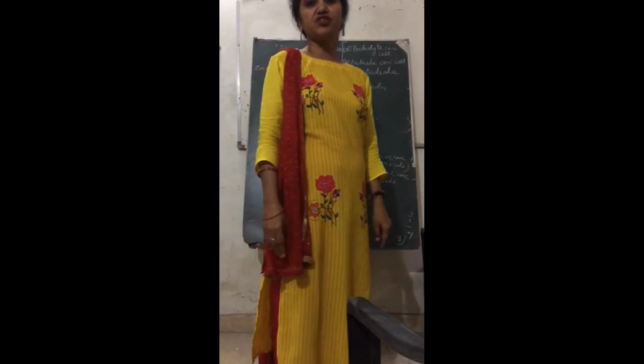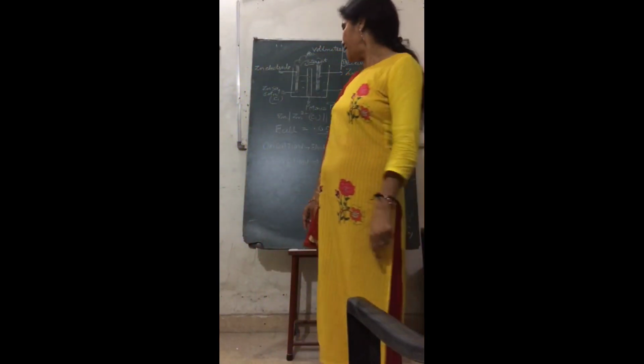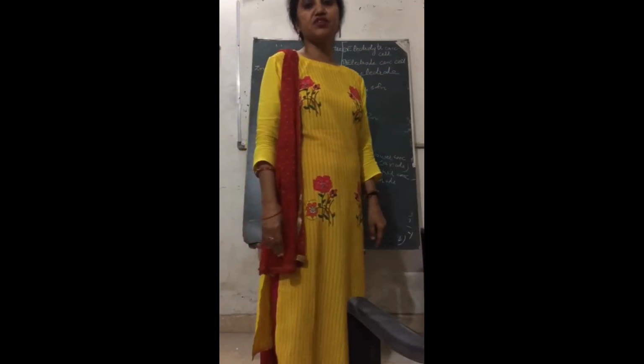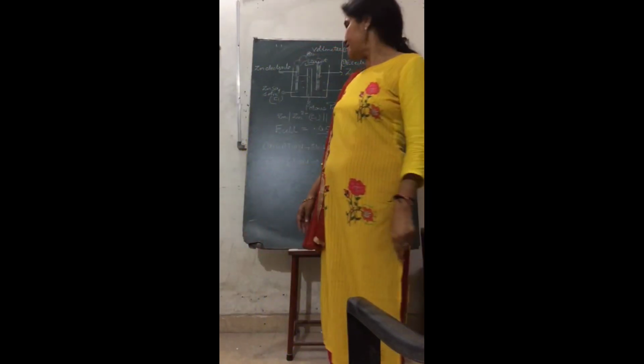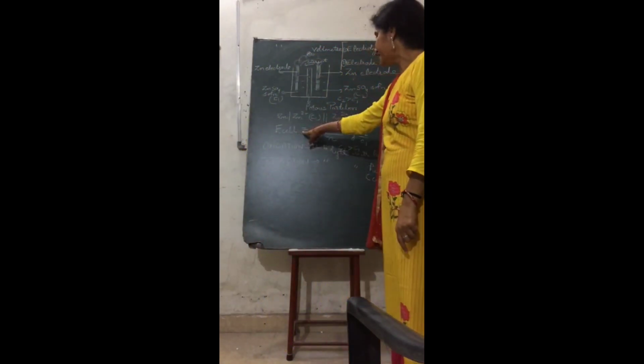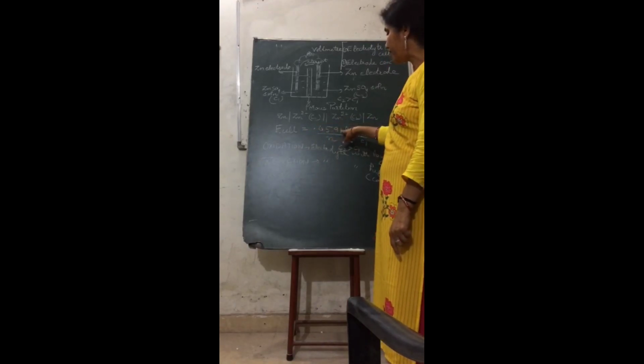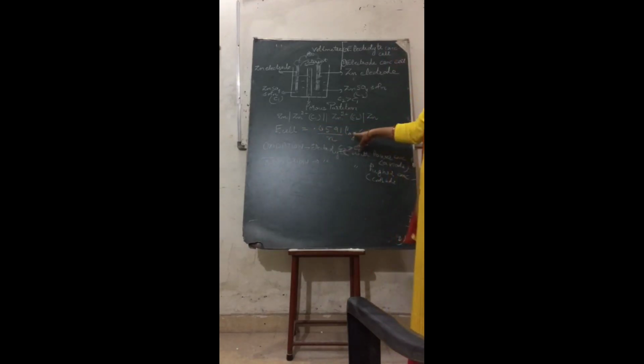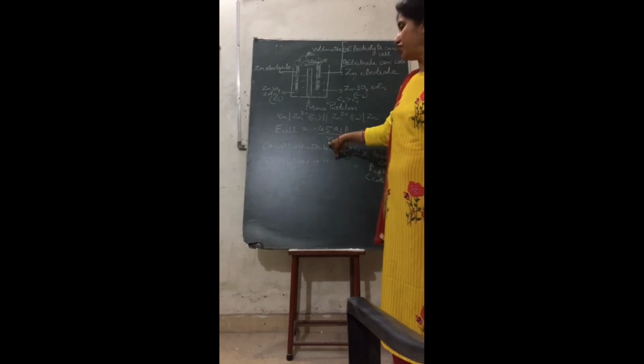Now for such concentration cells, we can find the EMF. E cell is equal to 0.0591 over n log C2 over C1, where C2 is greater than C1. n is the number of electrons exchanged.